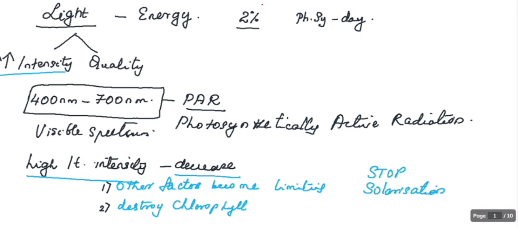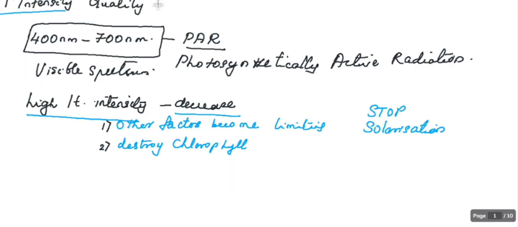Usually we know that the light harvesting complex consists of carotenoids around chlorophyll, right? So these carotenoids are actually acting as antioxidants. They will protect the chlorophyll from getting oxidized. Quality of light, if you see, we know that light of wavelength red and blue show a high rate of photosynthesis, and the maximum rate of photosynthesis is happening in red light.